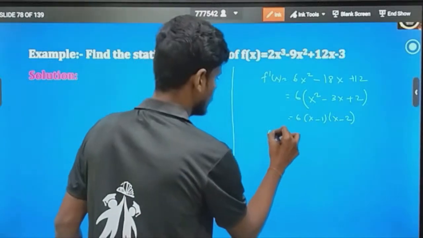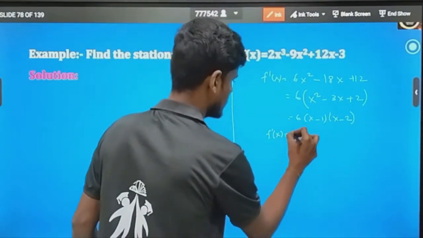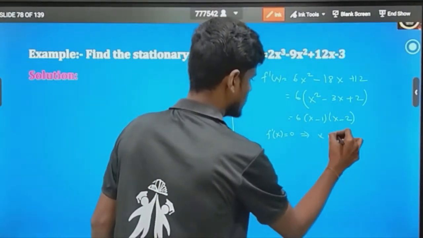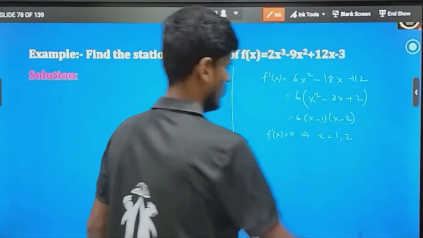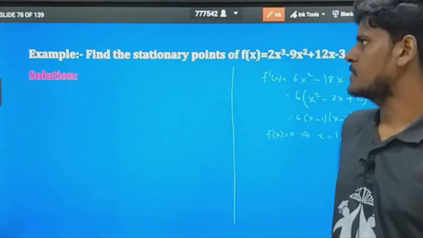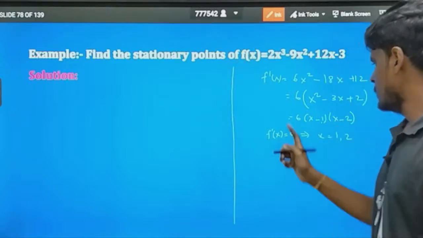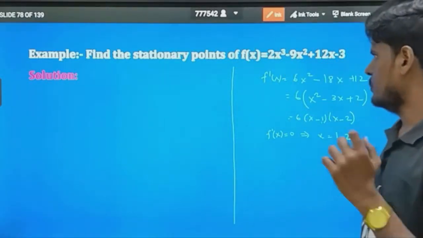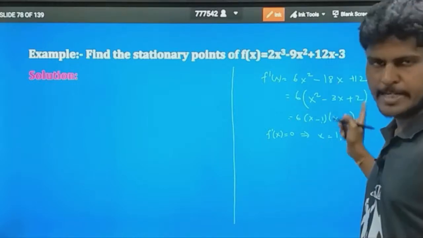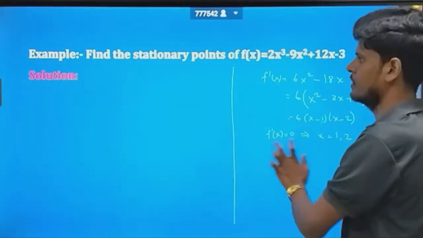So f dash of x equal to 0 means, what are the possible values of x? 1 and 2. So finding the stationary points means x equal to 1 and 2. The stationary values will be f of 1 and f of 2.